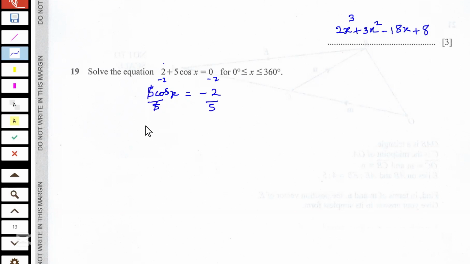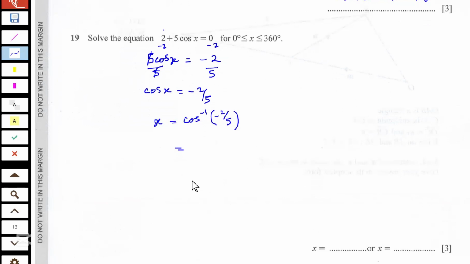Then cos x is equal to -2/5. Then x will be the cos inverse of -2/5. Now, the cos inverse of -2/5 is going to give us 113.58 degrees. So x will be equal to 113.58 degrees, which is the value of x.